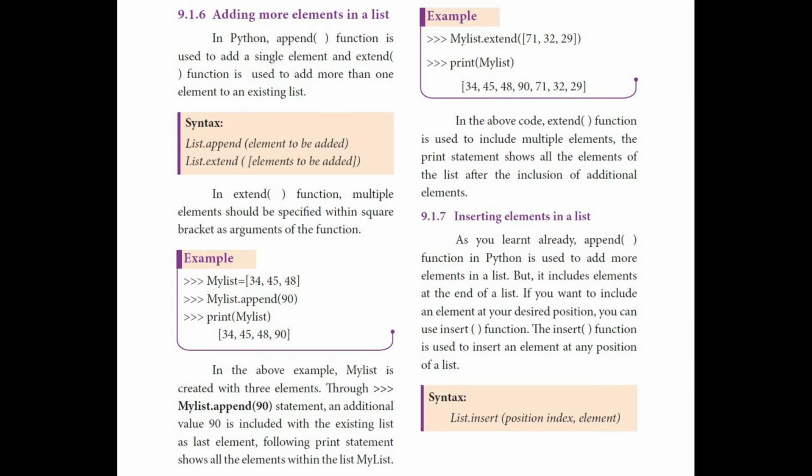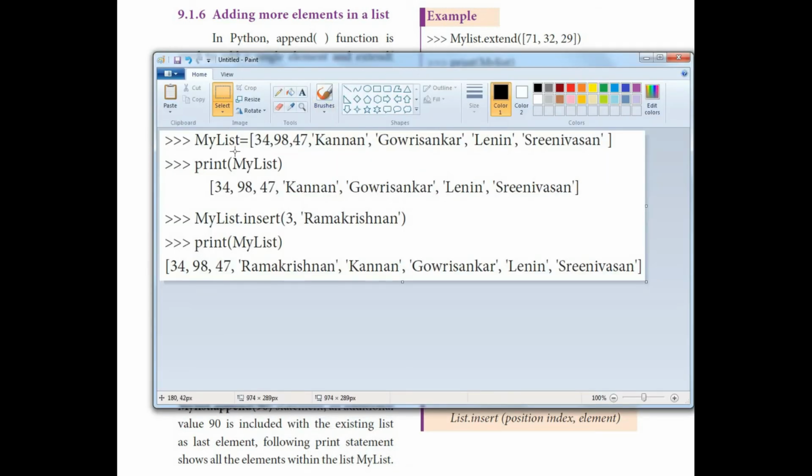See this example. My list is holding 34, 98, 47, Kannan, Gauri Shankar, Lenin and Srinivasan. I want to display what this list was holding, so print(mylist) is given, which displays the elements present in mylist. Then mylist.insert(3, 'Ramakrishnan'). So I want to insert the element Ramakrishnan at index 3. This 3 refers to the index value, and this is the element that I need to add in this particular list.